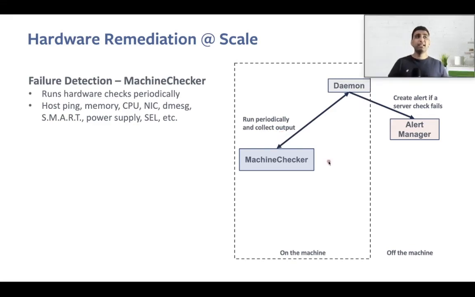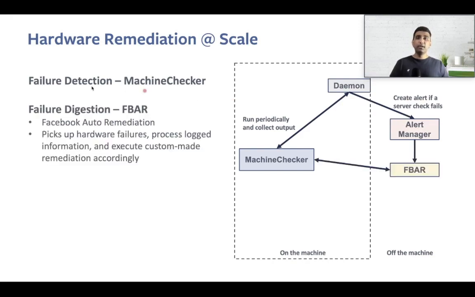If the machine fails, an alert is created by the alert manager which runs off the machine. Once the alert is created, it is fed to a failure digestion system called Facebook Auto Remediation. This block picks up hardware failures, processes logged information, and executes custom remediation accordingly. Some examples of these custom remediations include power cycle, reboots, etc.